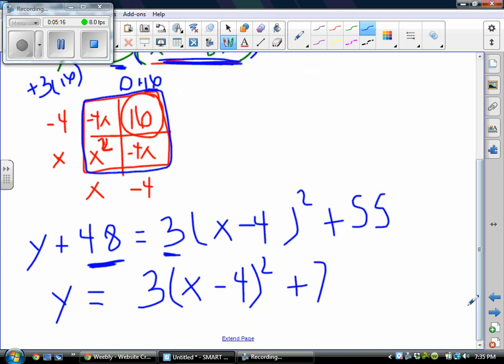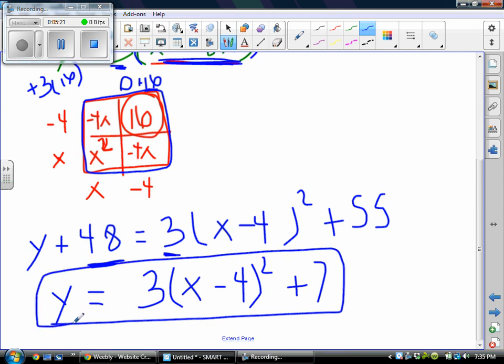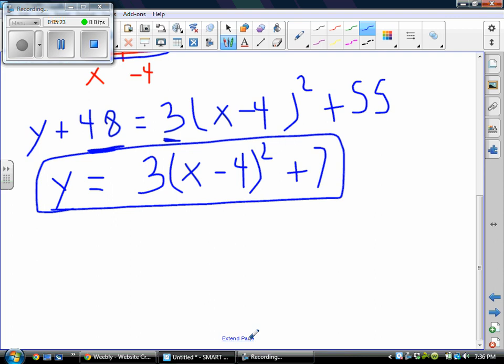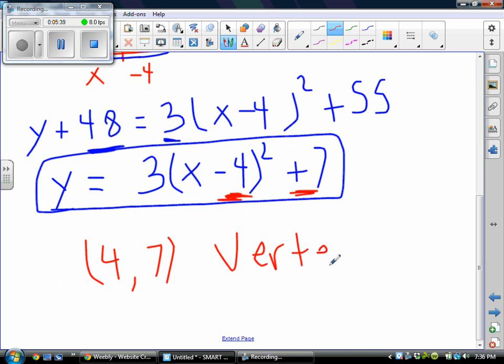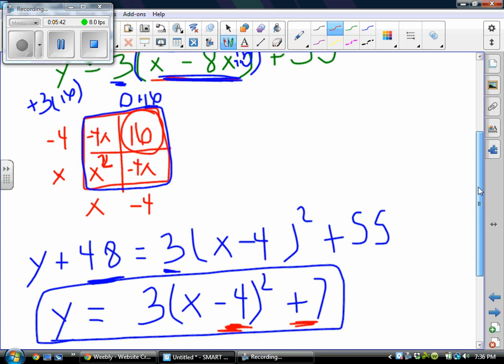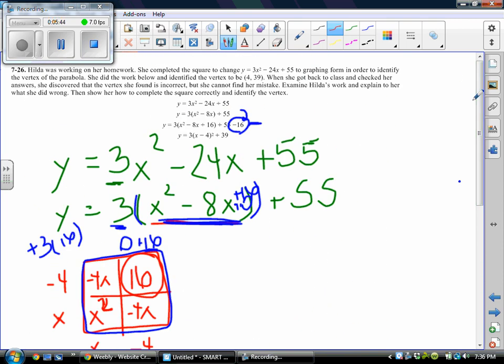Okay, so here is my completed form, my completed graphing form. Now I can look at this and find the vertex. The vertex is always going to be the opposite of the number with the x. So instead of -4, it'll be a +4. And my second number stays the same. So (4, 7) is my vertex. So we can see Hilda was incorrect, which she knew, but where she went wrong was instead of having this -16, she should have ended up subtracting 48 from both sides because of our factored out 3.